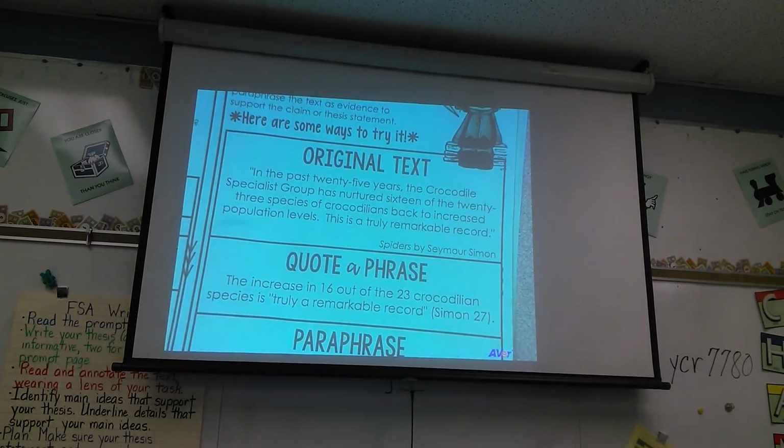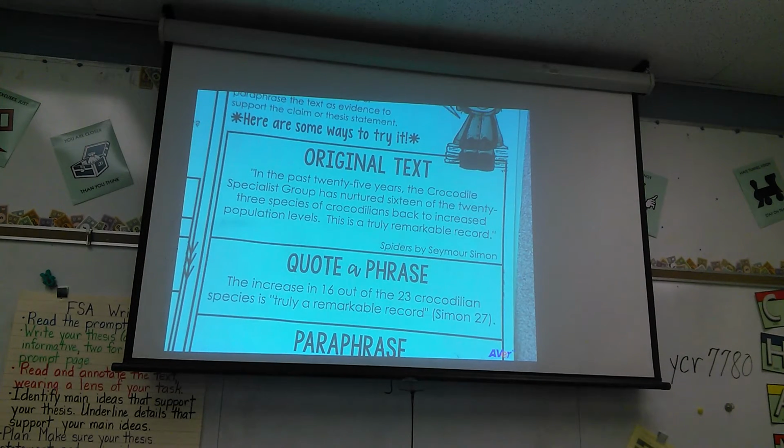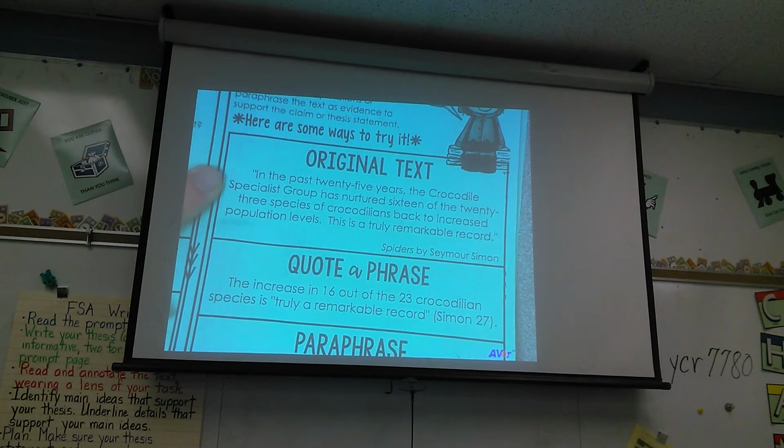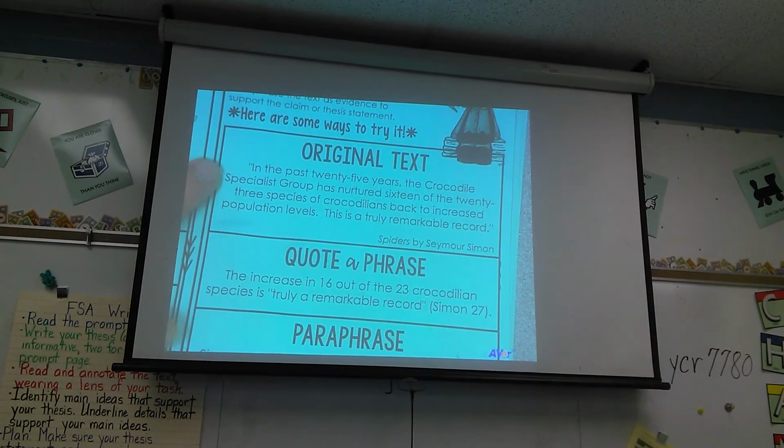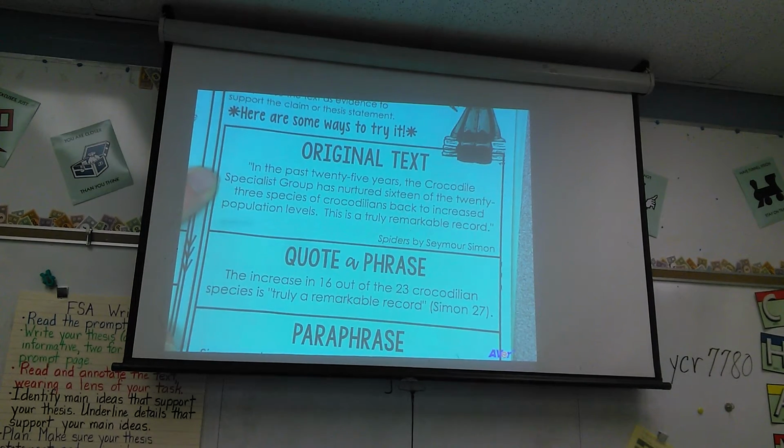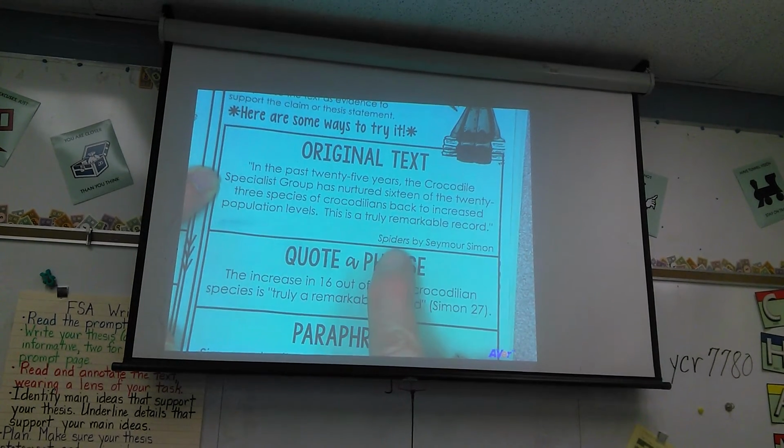And this talks about quoting or paraphrasing the text again. It uses the same kind of style. All right, so it starts with the original text. And this is from Spiders. Later on, there's a mistake in here, but this one is from Spiders. In the past 25 years, the crocodiles, that's where the mistake is. It's not really from Spiders. It's from another one of Seymour Simon's books. He writes lots and lots of science books.